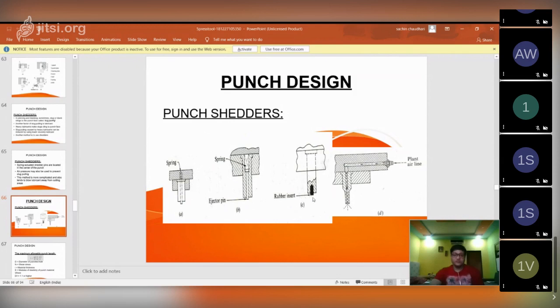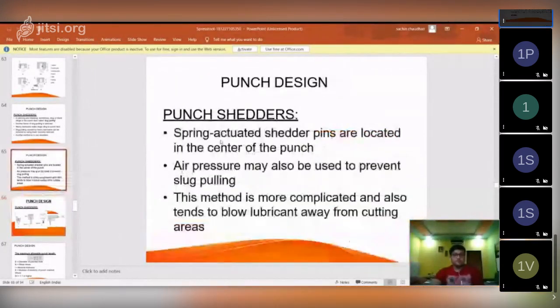Okay, so that it will not get attached or stick to the punch face, an air vent with pressurized air is provided, so you can maintain a pressure and maintain the gap between them. Spring actuated shedder pins are located at the center. Air pressure may also be used to prevent slug pulling. This method is more complicated and also tends to blow the lubricant away from the cutting areas.